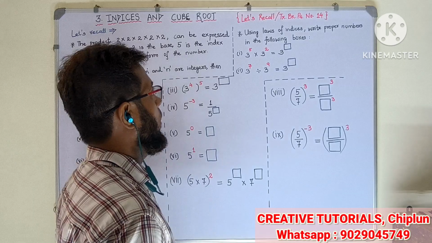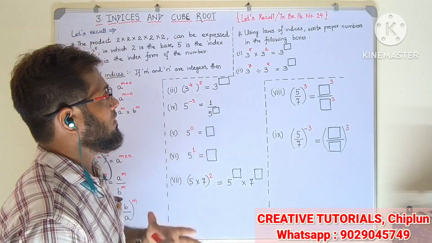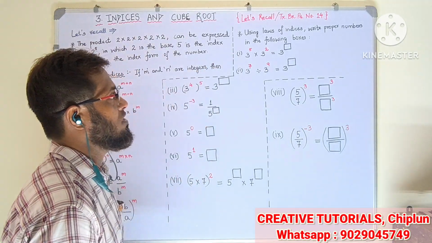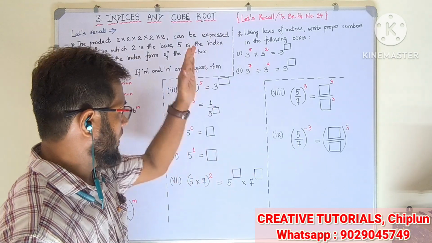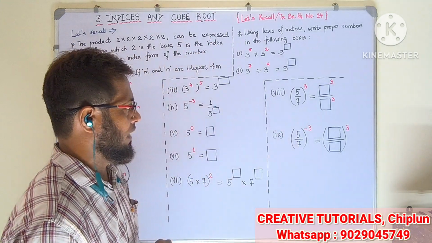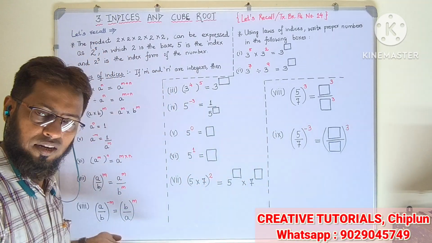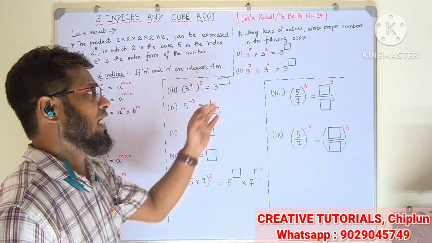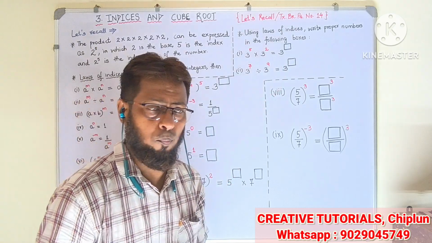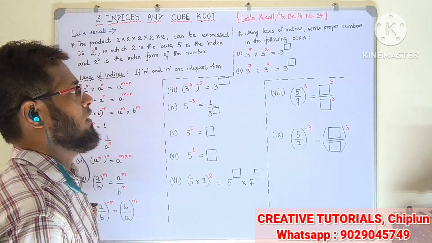Now that we have understood all these 8 rules, the laws of indices, let us come here. The textbook tells us to use the laws of indices to write proper numbers in the following boxes. They have given us almost 9 questions, and with the help of the rules we just studied, we have to fill in the boxes appropriately. Come on, let's do it one by one.